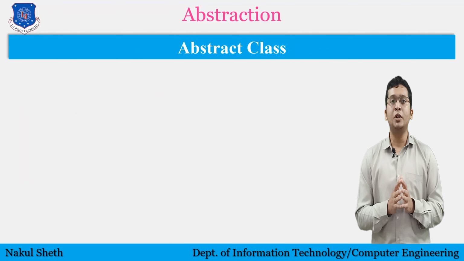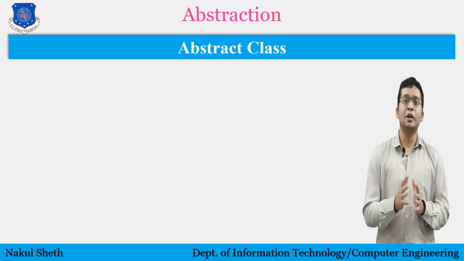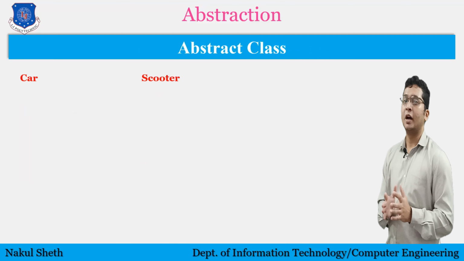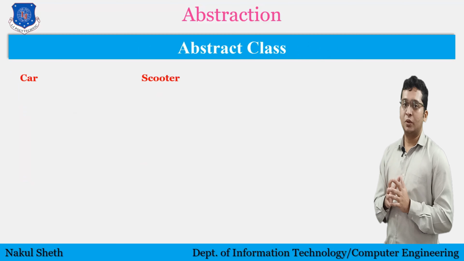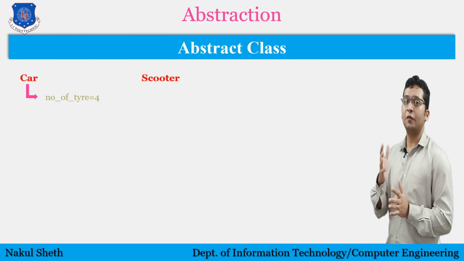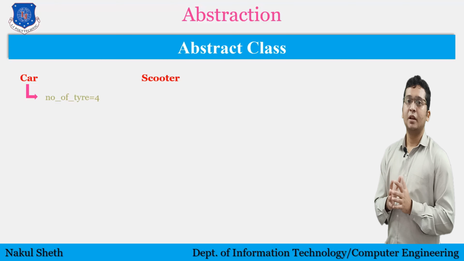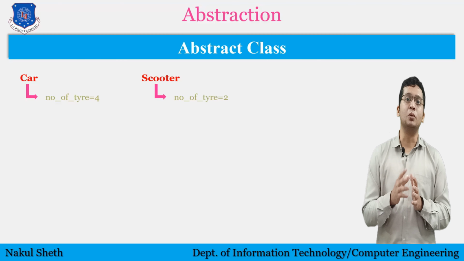So first we need to understand what is abstract class and abstract method. So here I have created two classes, those are car and scooter. One class is car and another is scooter. In car I have created a variable, that is number of tires. Let us take number of tires equals 4. Then we have the scooter class, and in the scooter class I have taken the same variable, that is number of tires, and let us take number of tires equals 2.